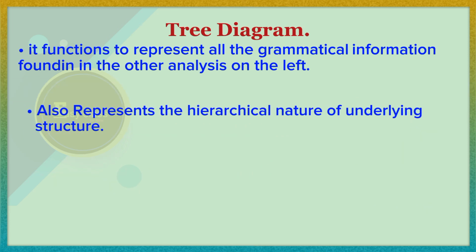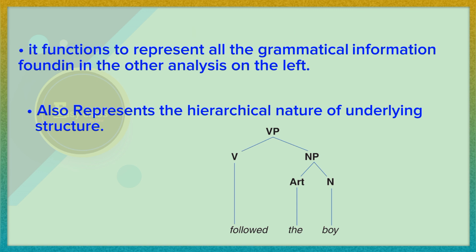We can use a similar tree diagram to represent the more complex structure of an English verb phrase, VP, as shown in the figure, which represents the hierarchical nature of underlying structure. In this hierarchy, the verb phrase VP is higher than and contains the verb V, and a noun phrase NP. The noun phrase NP is higher than and contains the article ART and the noun N.